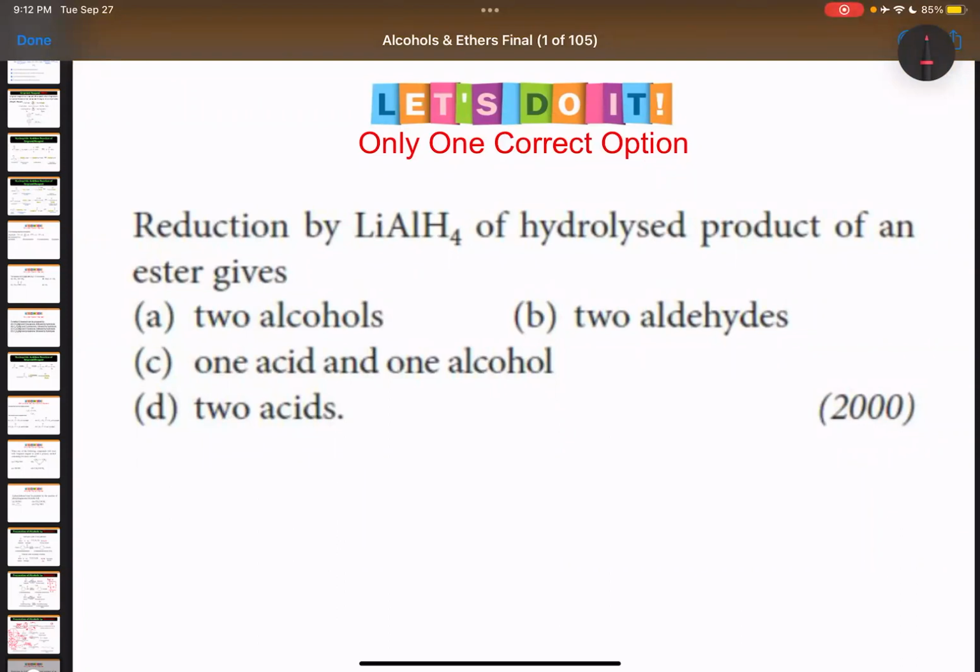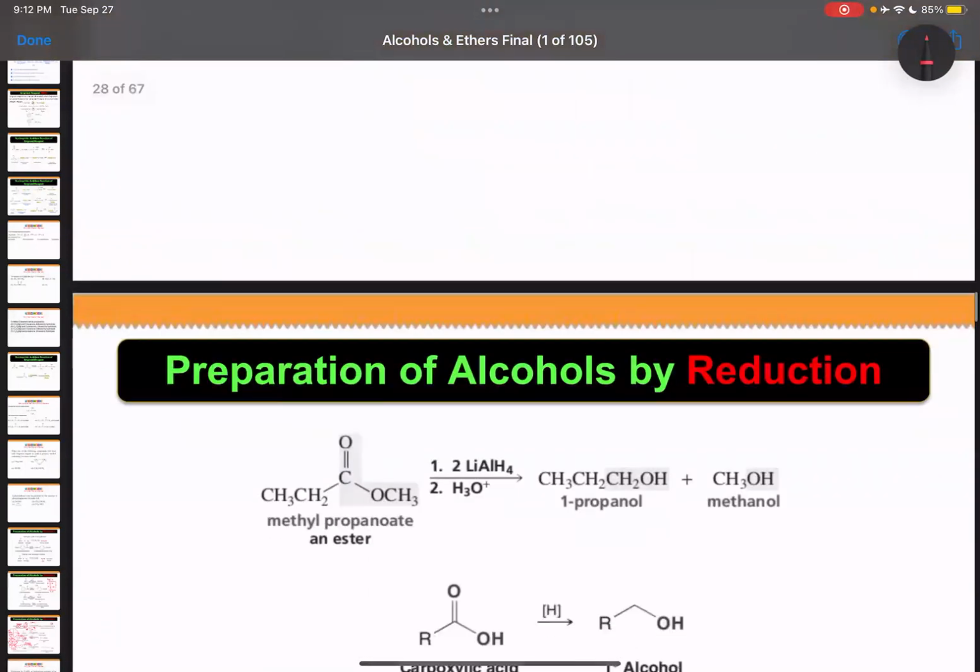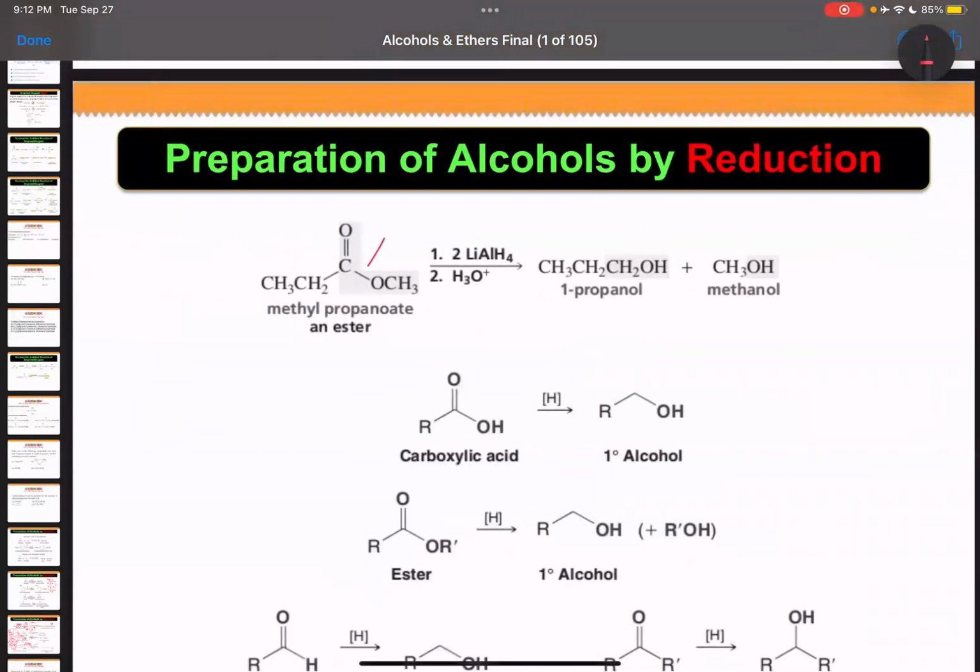What about this one? Two alcohols. LiAlH4, two moles. Ester will give 2 moles of alcohol. Correct. So just now I discussed this portion.